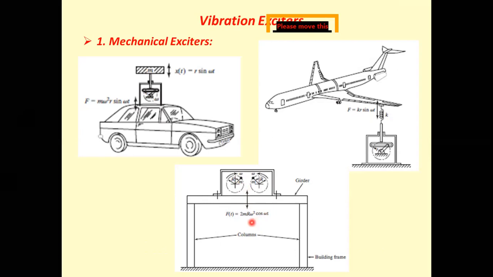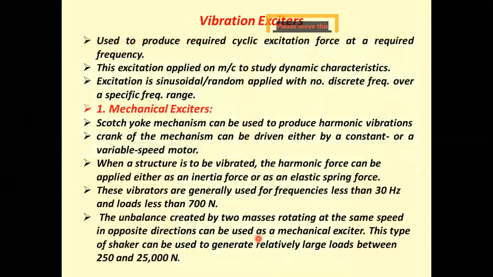So the horizontal components of the two unbalanced forces act opposite to each other. Hence, the resultant horizontal force will be zero. So only there will be a vertical force. So the horizontal force becomes zero, so the cos term becomes zero. So only 2m r ω² sin ωt remains. So this is the term in case of this second type of mechanical exciter, that is the force which is produced by two rotating masses.